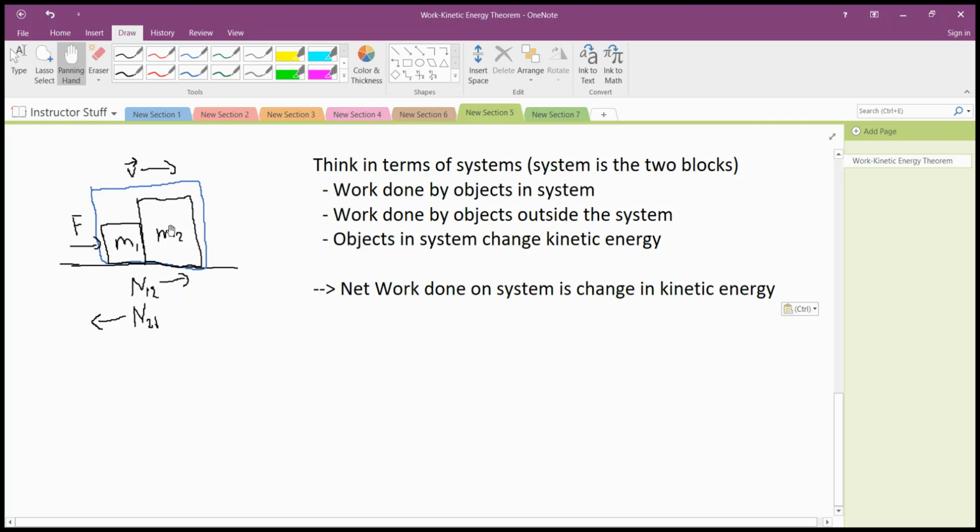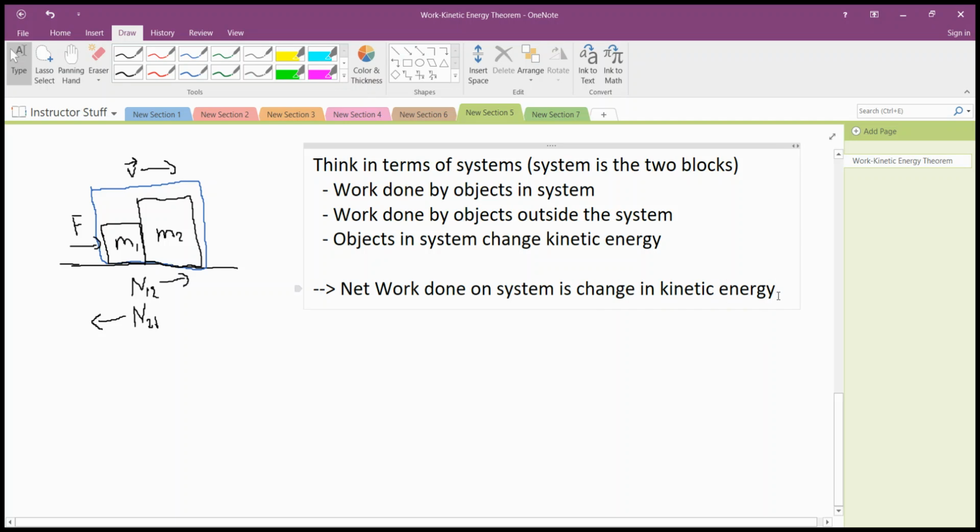And by our reasoning just previously about multiparticles, if we add up all the work and get the total work done, we'll get the total change in kinetic energy, the sum of the change in kinetic energies of block 1 and block 2. So then, as you can see, to think in terms of systems, we need to think about the work done both by objects inside the system and by objects outside the system. And then we can apply our reasoning about the work kinetic energy theorem to multiple particles.